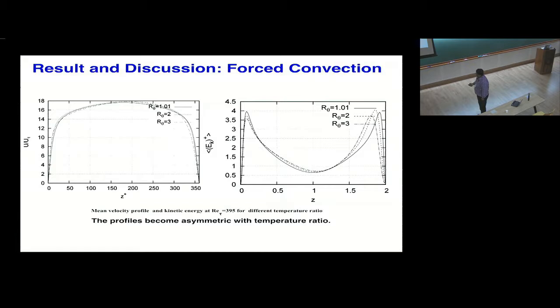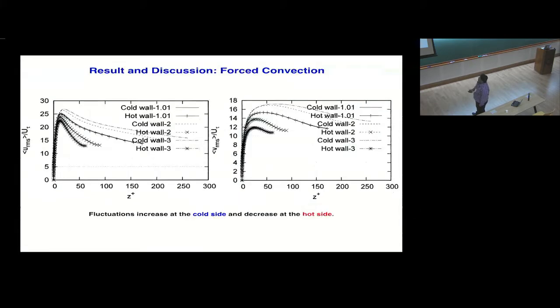You can say that as the temperature difference increases, the temperature ratio increases, the profile becomes slightly asymmetric. You can see that there's a shift towards the right side, on the hotter side. You can see over here also, the shift becomes more and more apparent in the energy. This is u_rms and v_rms, typically scaled with the hot wall temperature. u tau is for the hot wall, cold wall. You can see that there is a shift. But these are not symmetric. For 0, 1 it is symmetric.